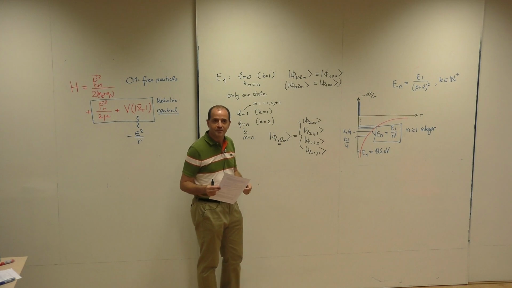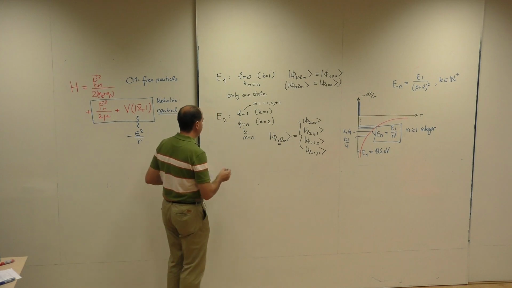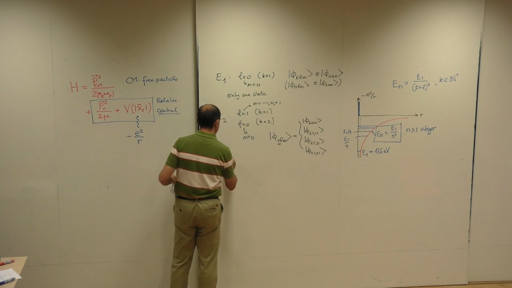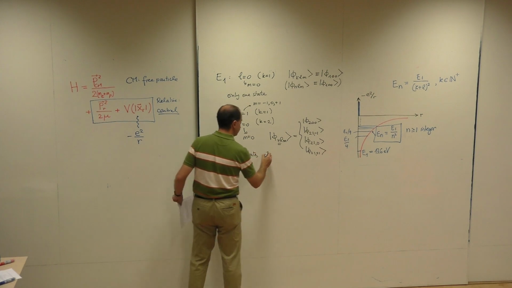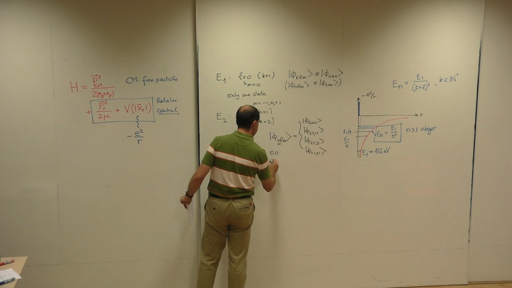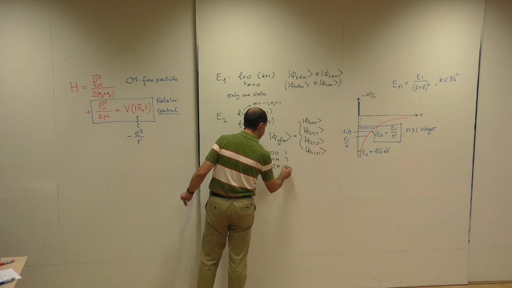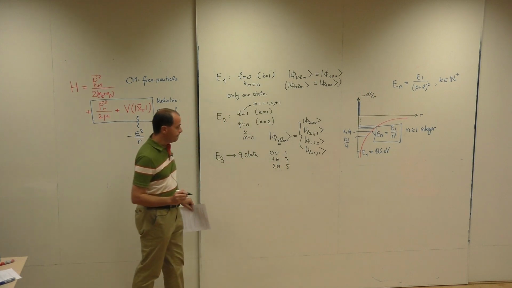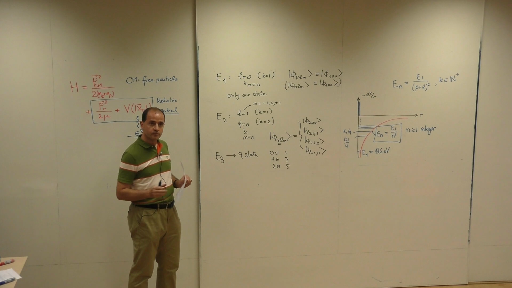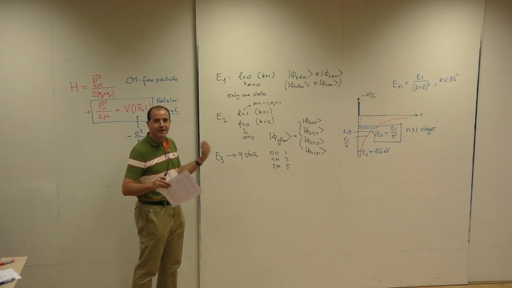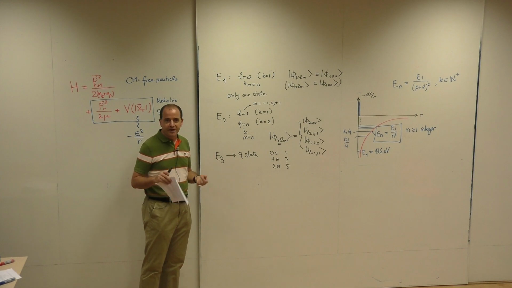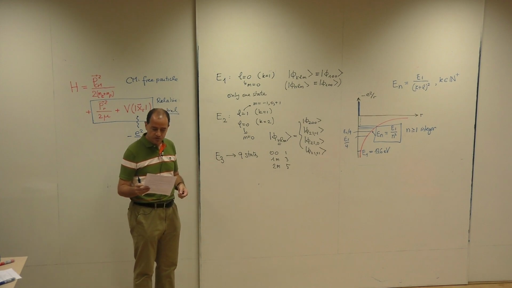Now, if you want to do the same exercise for E3, you will find 9 states. You will find the 0 0, the 1 M, and the 2 M. Here there are 1, here there are 3, and here there are 5. And so on. And there's a tutorial there where you can really play with this degeneracy until you get really bored and you understand how it goes.